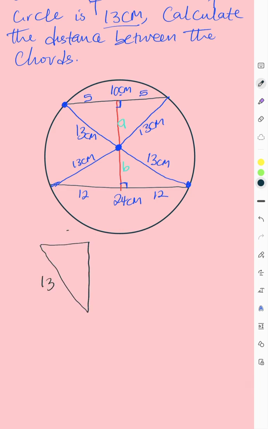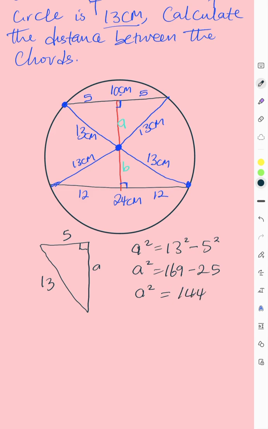Here is 13, here is 5, and this is our right angle, and here is A. So let us get the value of A from Pythagoras theorem. So A squared is the same thing as 13 squared take away 5 squared. And of course, 13 squared is 169 minus 5 squared, which is 25. 169 minus 25 is 144. And if A squared is equal to 144, that means A is equal to the square root of 144, right? And the square root of 144 is the same thing as 12 centimeters, okay? It will give us 12 centimeters.